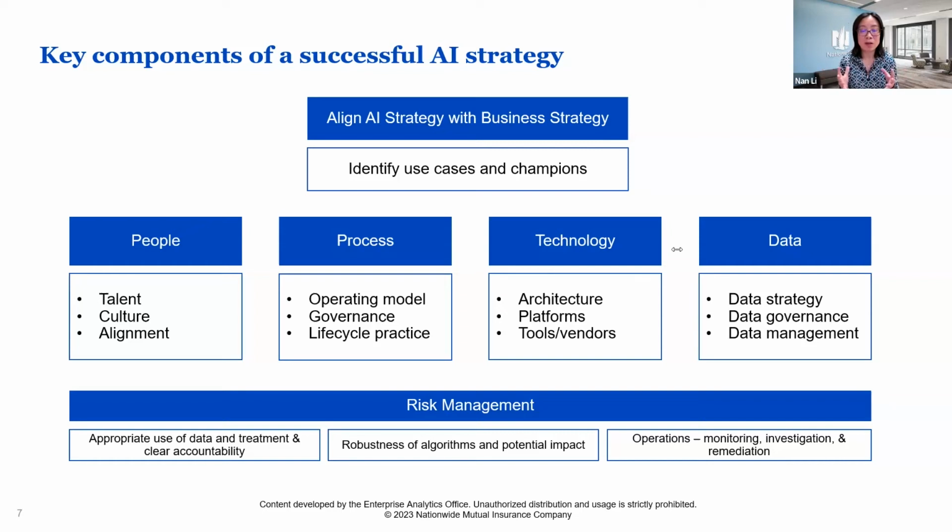So this is where we have an AI strategy. Just repeat from the top: align AI strategy with business strategy, and have your four pillars in place. Now, how you construct it might be different. Next, I'm going to talk about the factors you need to consider when you put all four pillars together.